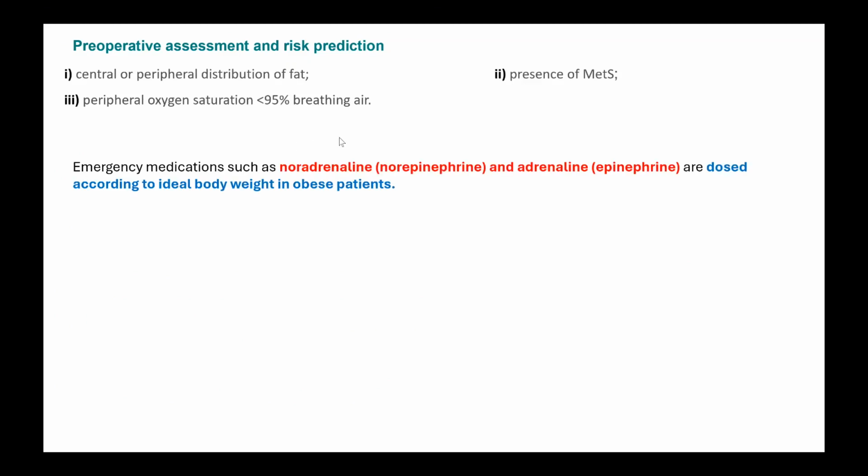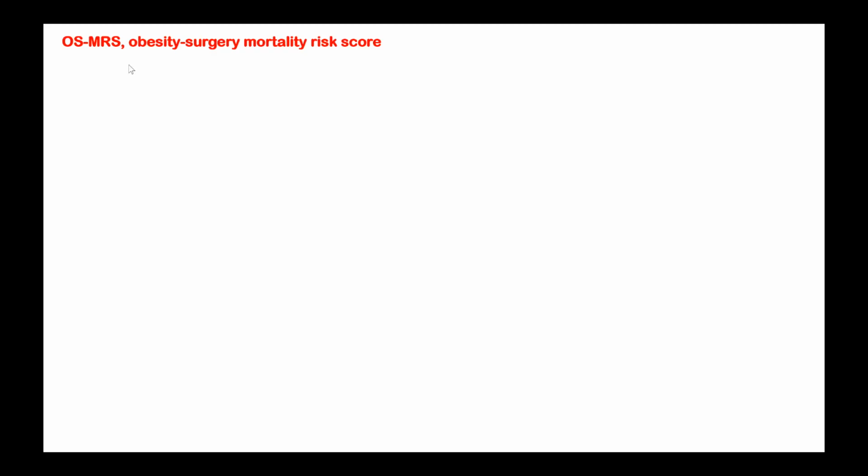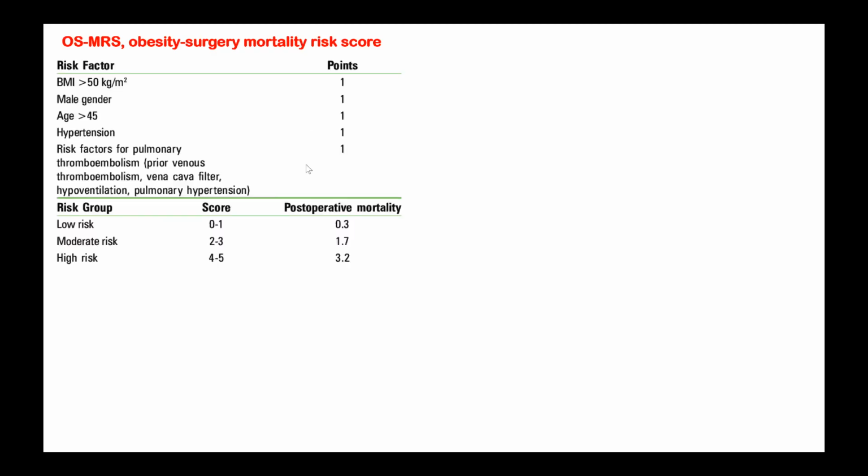And preoperative assessment and risk prediction in these cases: the patient has central or peripheral distribution of fat, then presence of metabolic syndrome, peripheral oxygen saturation less than 90 percent are all considered as difficulty in breathing. Of course, OS MRS risk is very important.